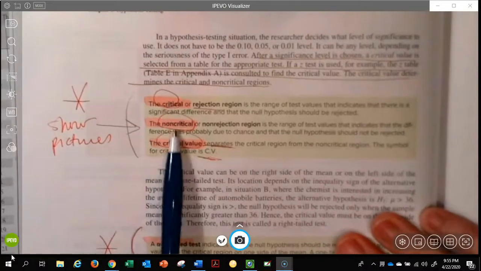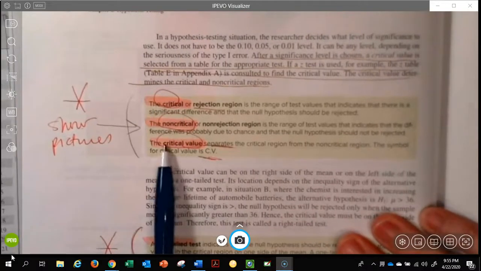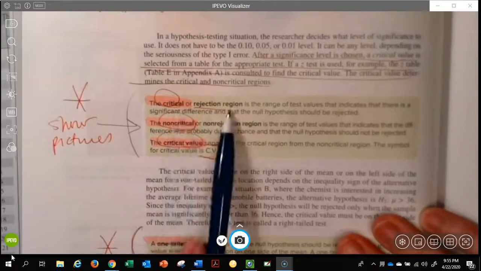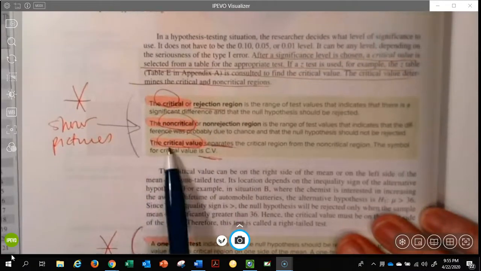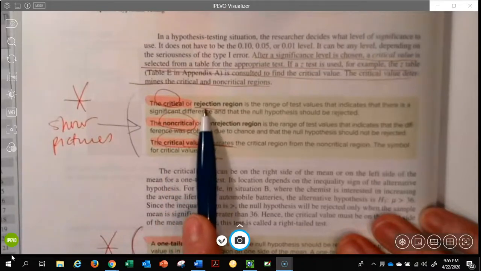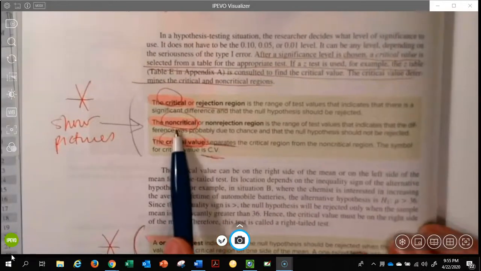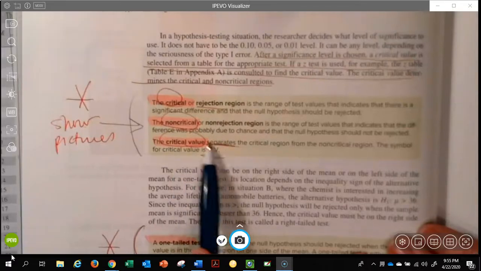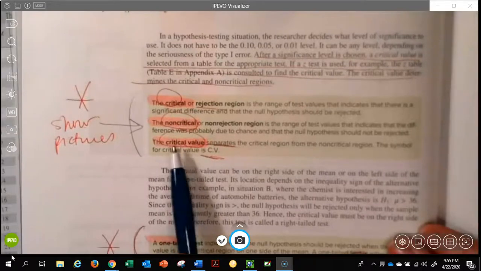So part of the understanding is that there are going to be 3 definitions: a critical region, a non-critical region, and then a critical value. The critical region is where, if we land in it, we're going to reject. If we land in the non-critical region, we're not going to reject. And there's going to be a value that separates the two. Keep in mind, we have critical, non-critical, and then a critical value.